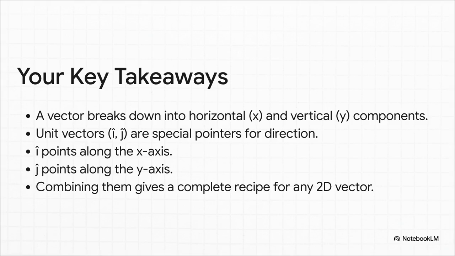So, before we wrap up, let's do a quick recap of the key takeaways. Here's what you really need to remember. 1. Any diagonal path, any vector, can be broken down into a simple how far sideways and how far up and down part. We call those components. 2. We use these special little pointers called unit vectors, i and j, that are just labels for the x and y directions. And 3. When you put it all together, you get this perfect little recipe that describes any 2D vector.